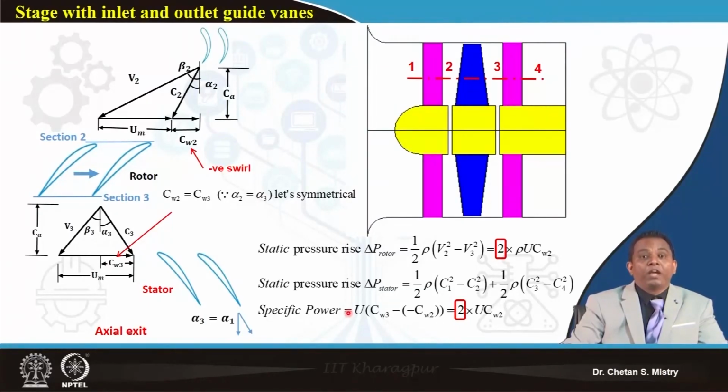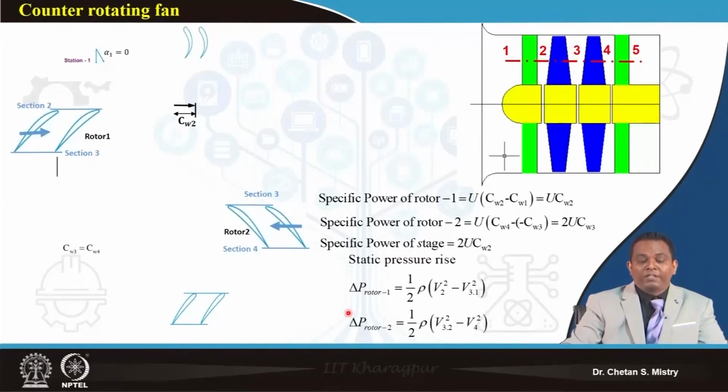So, we have seen we can have only a rotor configuration, or a rotor with an inlet guide vane, so the stage is inlet guide vane and rotor. We can also have a rotor and stator configuration, or an inlet guide vane, rotor and stator configuration. Now, let us discuss another approach.